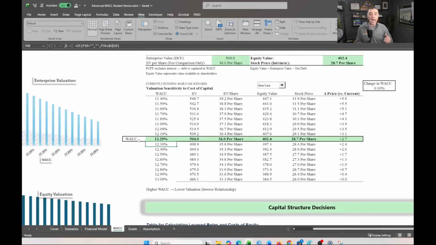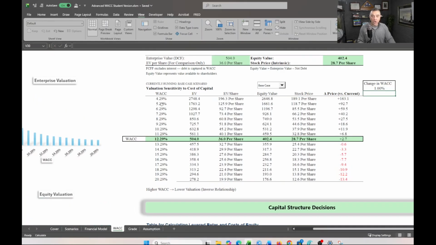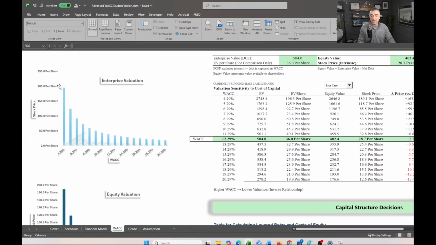I looked at how WACC will impact your company dramatically. Up here, you could do the change in WACC. All that means is, if you change it to, let's say, 1%, that means we're going up 1% and down 1%, which is kind of unrealistic for a company to have that low of a WACC, but you could do that. And based on WACC, look at the valuation.